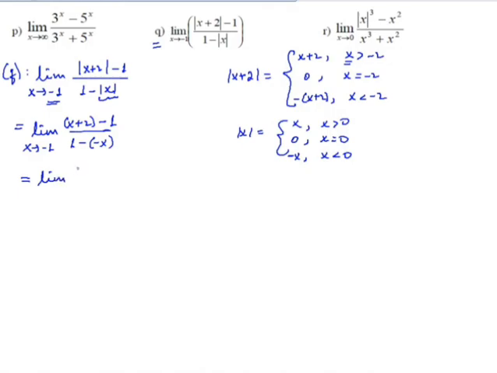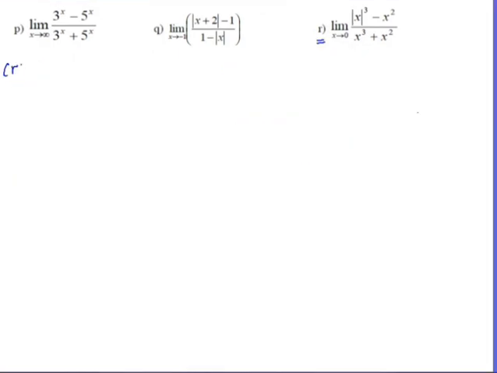So this becomes the limit of x minus 1, x plus 1 over 1 plus x as x approaches minus 1. Now, x plus 1 by x plus 1, the result is 1. So the limit of 1 as x approaches any number is 1 itself. So the limit of this expression is 1 as x approaches negative 1.